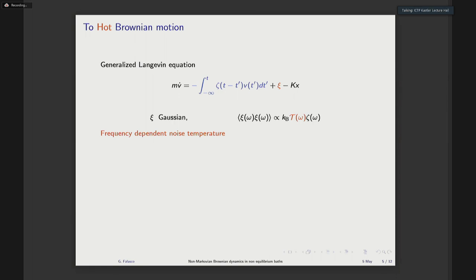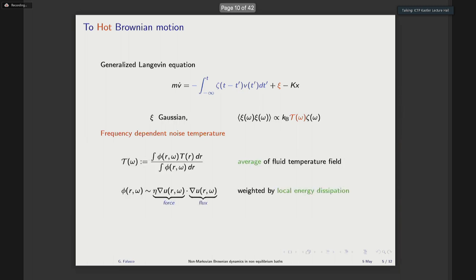So the main modification here is that you still have a Langevin equation. The difference is that you have a different noise autocorrelation function that in frequency space you can rationalize in terms, if you want, of an effective frequency-dependent temperature, which you can calculate analytically, and it has a very specific physical meaning that you can explain very well. So this temperature is essentially an average of the temperature in the fluid around the particle, sampled with the amount of energy that you locally dissipate in the fluid when the particle moves at frequency omega. So this function phi here is the energy dissipated in the fluid at a given point r when the particle oscillates at frequency omega. It is the same quantity that comes out of linear irreversible thermodynamics, essentially.